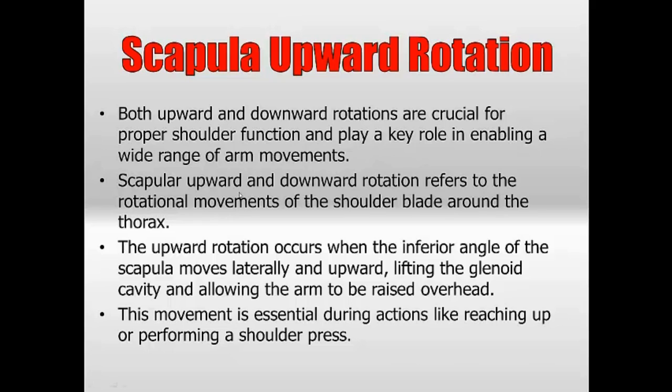So basically what this means, it refers to the rotation of the movements of the scapula around the thorax. You can read through this later on if you want to, all the technical jargon, but basically it's there to assist the humerus in guiding the arm up overhead. So it's essential for actions like reaching up or performing a shoulder press in the gym. And you can see why a shoulder press can be a real problem if the scapula is not doing what it's supposed to do.